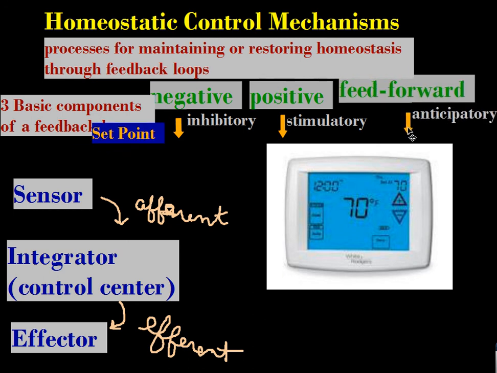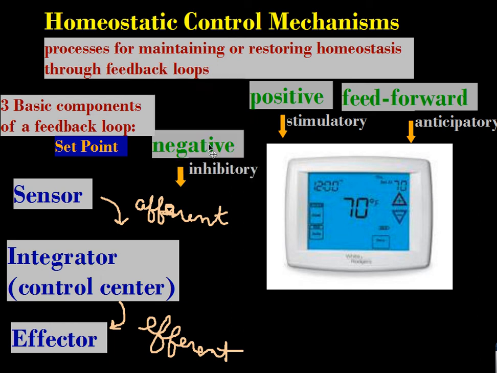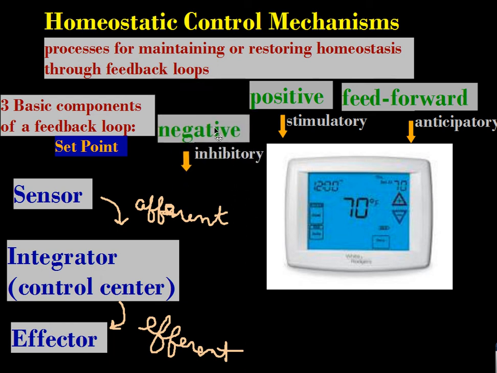And then our other type of feedback loop in our body is the feed forward. A feed forward anticipates there's going to be a set point change, and so it starts to respond before there's a set point change. So it is anticipatory. It anticipates the change and does something before the change actually happens. So these are our three feedback loops, using these three basic components, all of which are used for processes to keep us in homeostasis. And the negative feedback loop is the most common in our body.